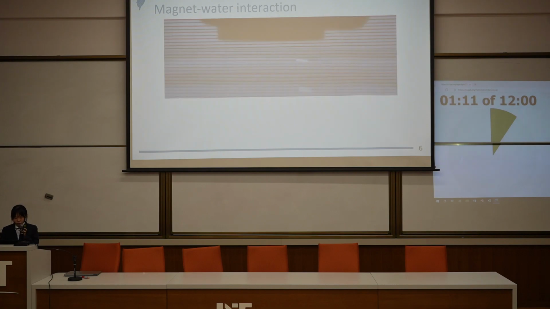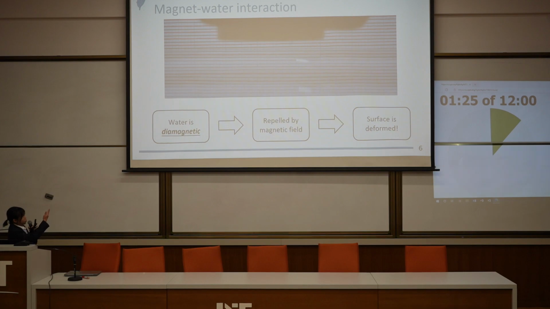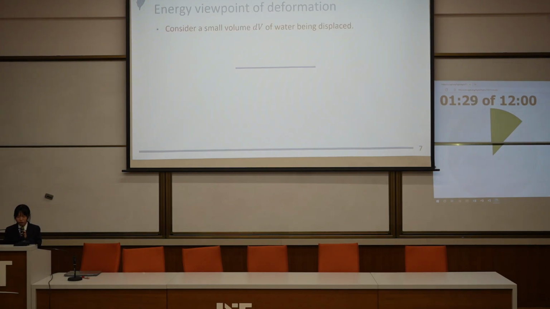As you can see in the video, when we put a magnet close to water, the water is deformed. That's because the water is diamagnetic and it's repelled by the magnetic field. In turn, the water surface is pushed down and forms a dent, as you can see with the grid lines on the PowerPoint. So let's consider the energy change of such a deformation.